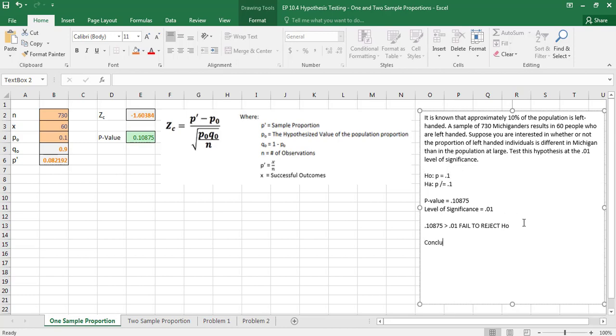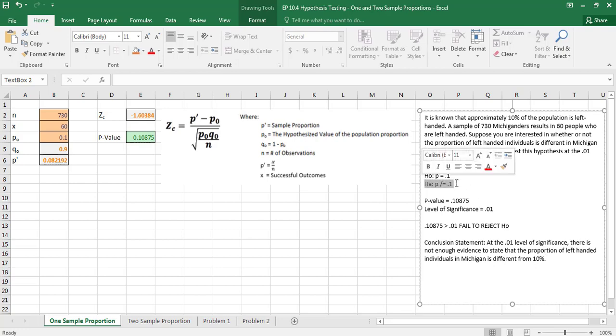And what does this mean in words? We need to have a conclusion statement to explain our results here. So the conclusion statement would be that at the 0.01 level of significance, there is not enough evidence to state that the proportion of left-handed individuals in Michigan is different from 10%. So we did not have enough evidence to suggest that the population proportion of individuals in Michigan was different from 10%. So we're going to stick with the null hypothesis.